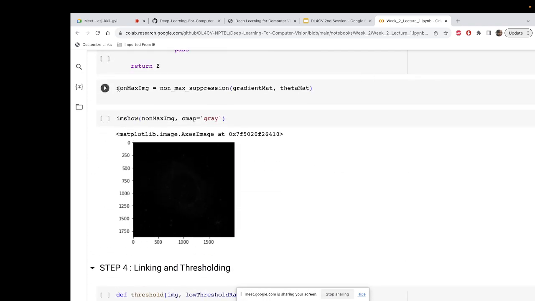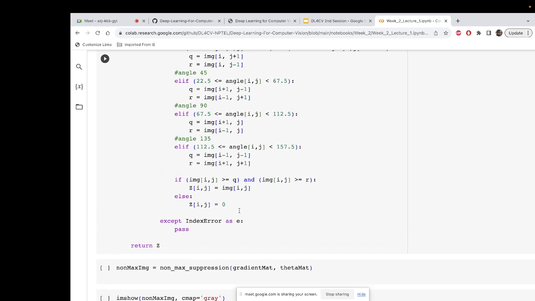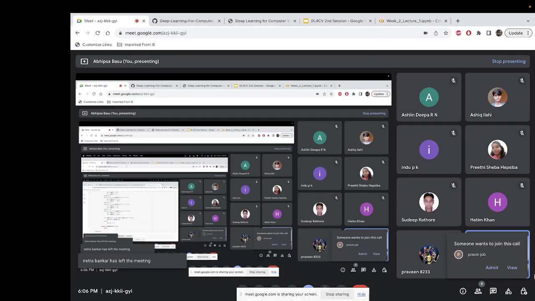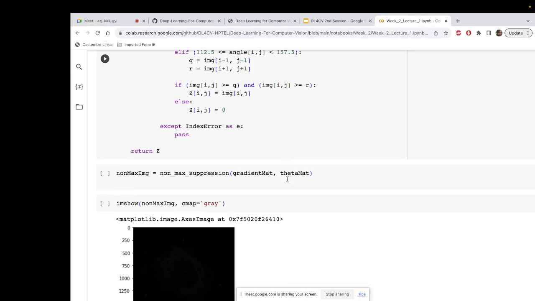right. So now the resultant output of this operation is that you are retaining some of the gradient magnitudes, you are eliminating some of the gradient magnitudes. So that is what you are doing.